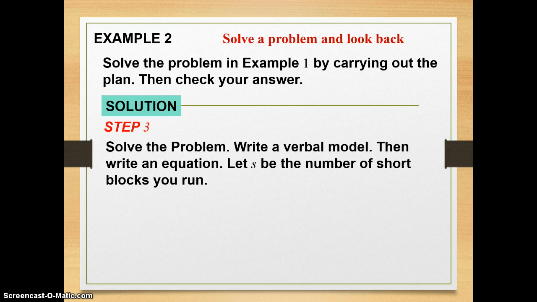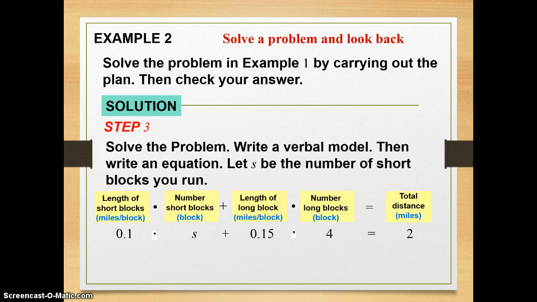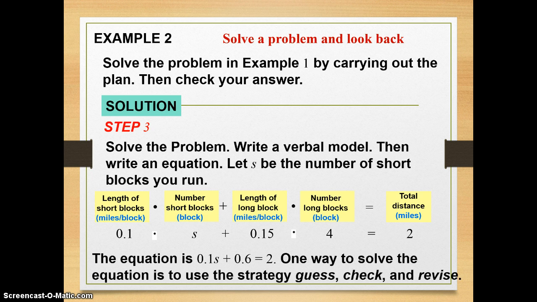Step 3 is to solve the problem. Write a verbal model, then write an equation. So let S be the number of short blocks you run. The length of short blocks, miles per block, is 0.1 times the number of short blocks, S, plus the length of the long block in miles per block, which is 0.15 times the number of long blocks, 4. And your total distance is 2 miles. So this is your equation: 0.1S plus 0.6 equals 2.